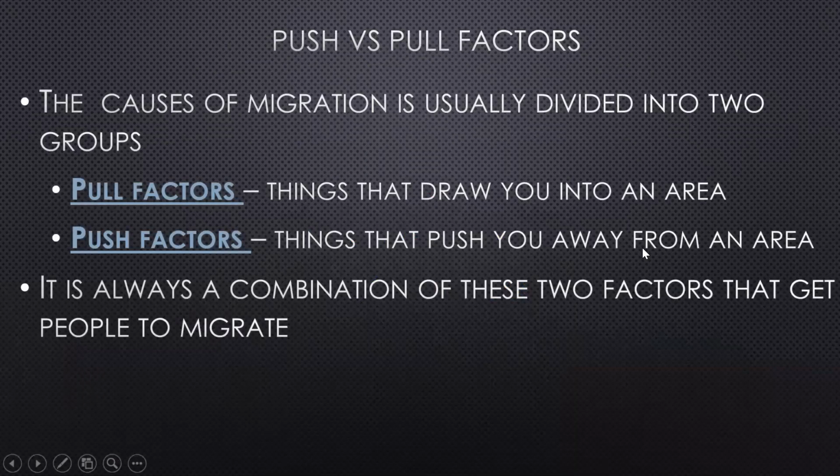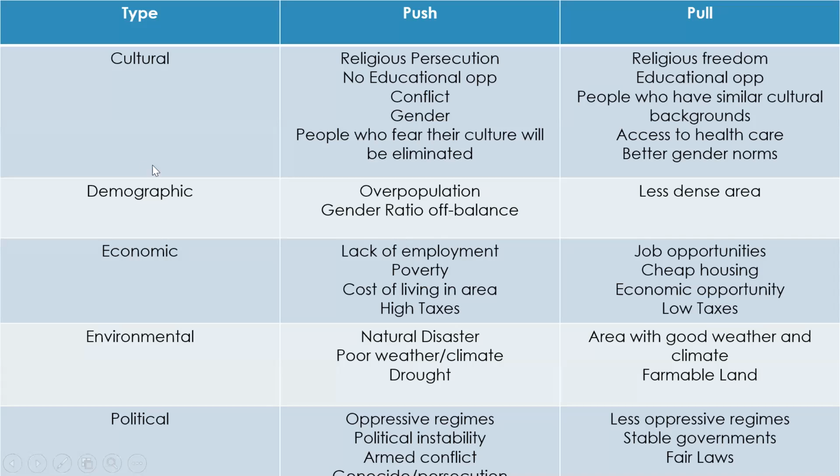The causes of migration are usually divided into two groups. We've got pull factors and push factors. Pull factors are things that draw you into an area, so that make you want to go somewhere. Push factors are things that push you away from an area, so they make it so that you don't want to live in a specific area. And it's always a combination of these two factors that get people to migrate. We'll break down specific push and pull factors, looking at different types: economic, environmental, political, and so on.